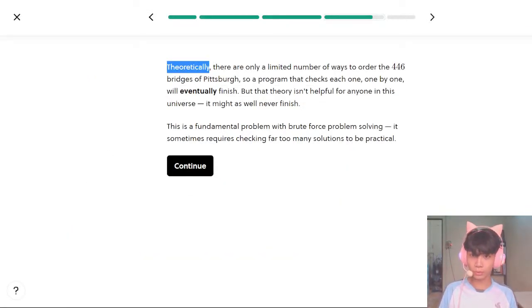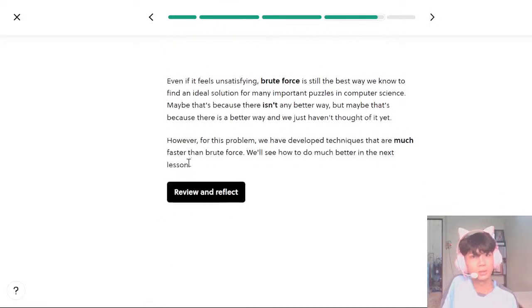Theoretically, there are only a limited number of ways to order the bridges, so a program that takes each one by one will eventually finish, but that theory isn't helpful for anyone in this universe. It might as well never finish. This is a fundamental problem with brute force problem solving. It sometimes requires checking far too many solutions to be practical.